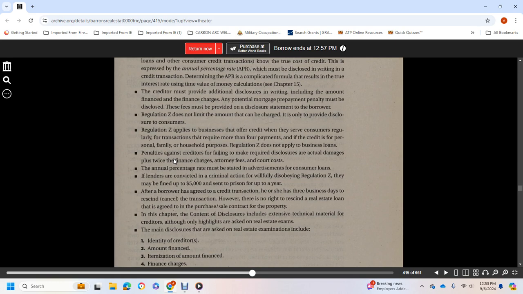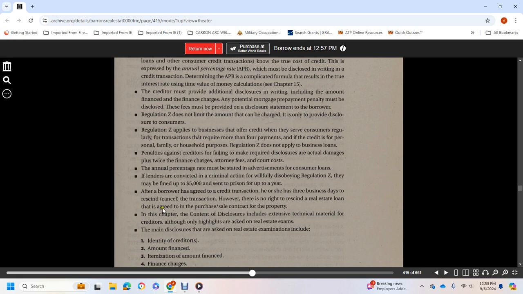Penalties against creditors failing to make disclosure are actual damages, twice the financing charge, attorney fees, and court costs. The annual percentage rate must be stated in advertising for consumer loans. Lenders convicted of a criminal action for willfully disobeying Regulation Z may be fined up to $5,000, spend up to a year in prison, or both. After a borrower has agreed to the credit transaction, he or she has 3 business days to cancel the transaction.